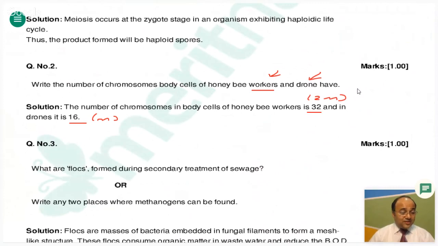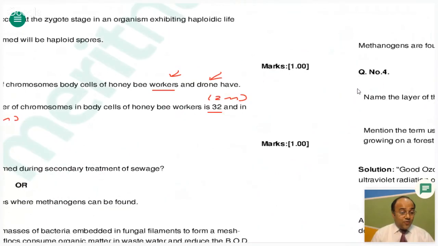And right, any two places where methanogens are present: they are found in cattle gut, they are found in the cattle dung, they are found in your sewage treatment plants, right? And that is the primary question. I am discussing set 3 of Delhi region. My God, what a wonderful name you have got.